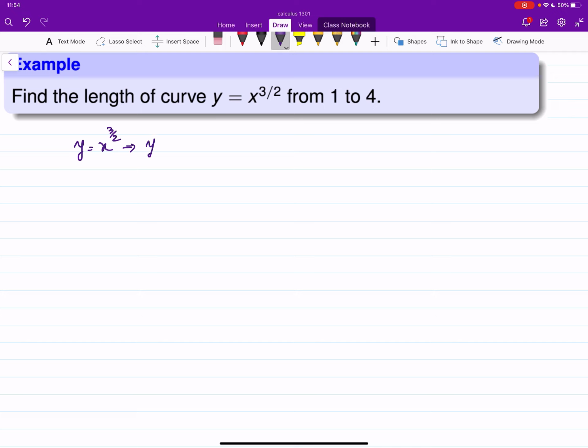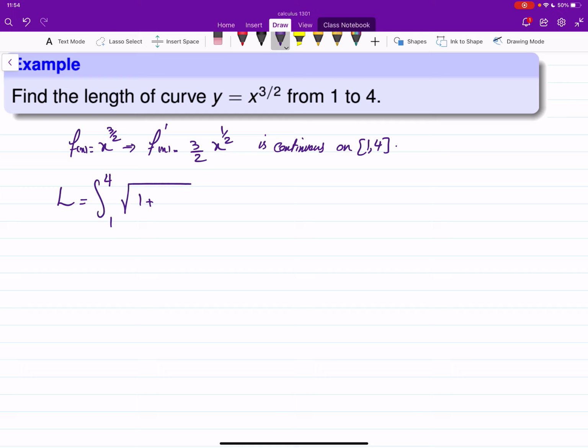Here the function is x to the power 3 over 2. So then the derivative is going to be 3 over 2 x to the power 1 over 2, 3 over 2 minus 1, and it is continuous on the interval 1 to 4, obviously. Then the arc length is given by the integral from 1 to 4 of root 1 plus f prime, which is 3 over 2 x to the power half, squared, dx.